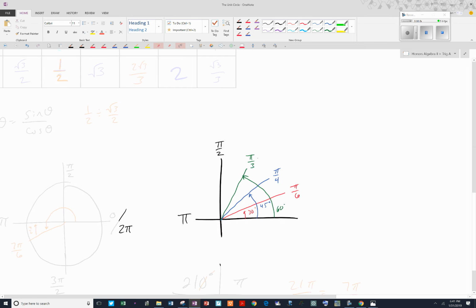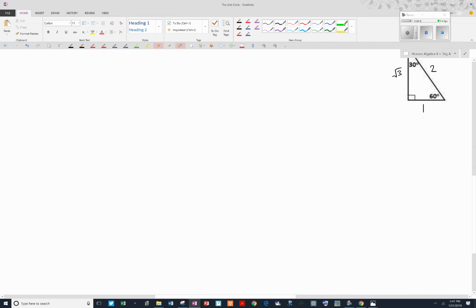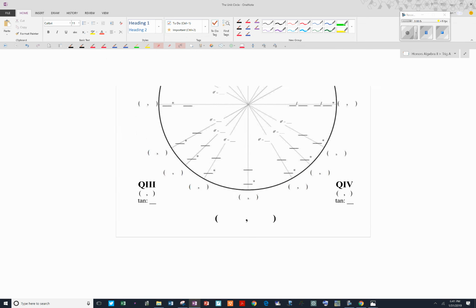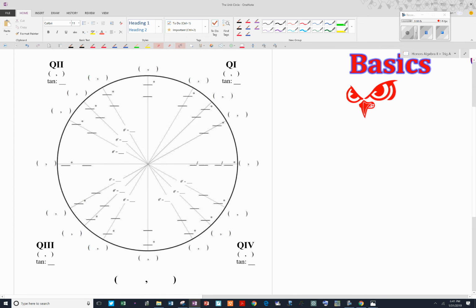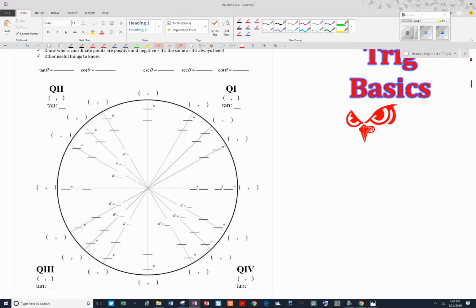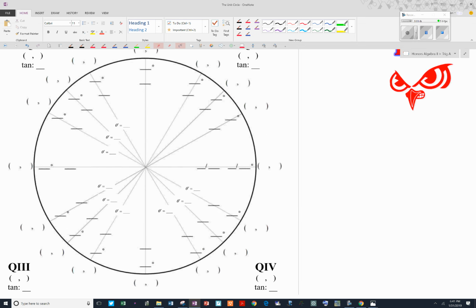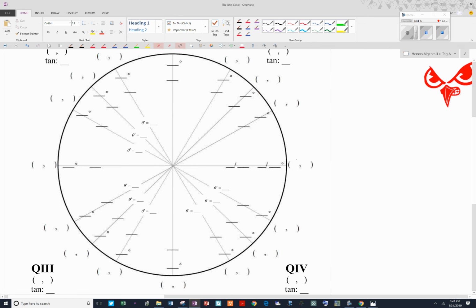So now what we're going to do is apply those ideas to the unit circle and talk about why the idea of the unit circle is so important. All right, so first of all, the important thing to know about the unit circle is it is a circle with a radius of 1. And we're going to talk about all the points on the edge of the circle.